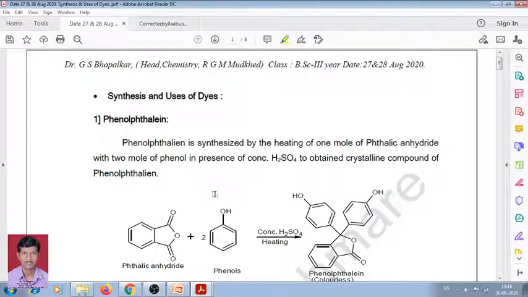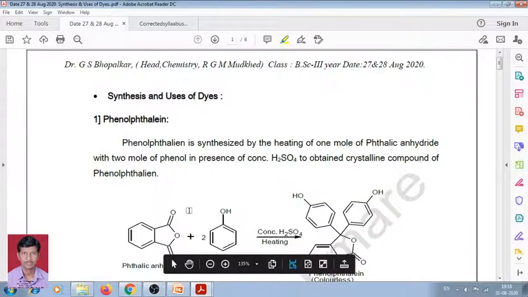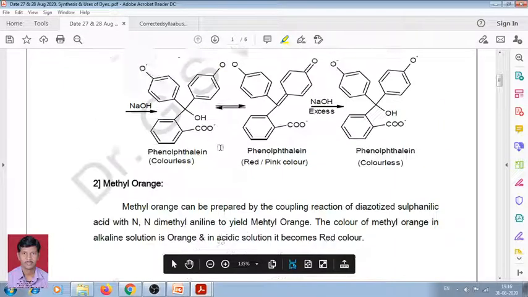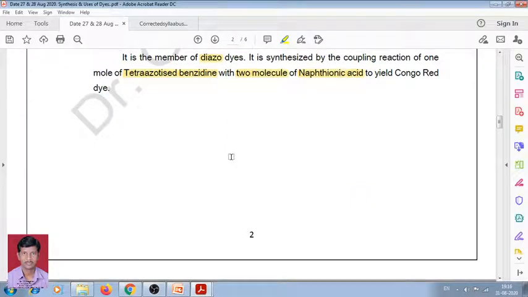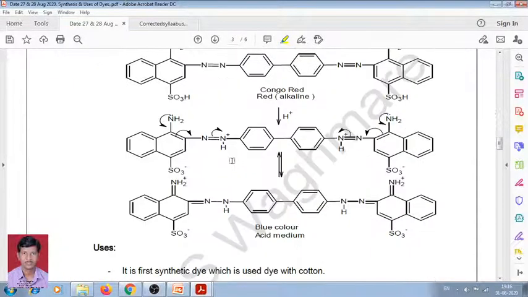Apart from the six dyes, there are some other examples given in this study material, that is phenolphthalein and methyl orange. This is for your extra study and further assignment.